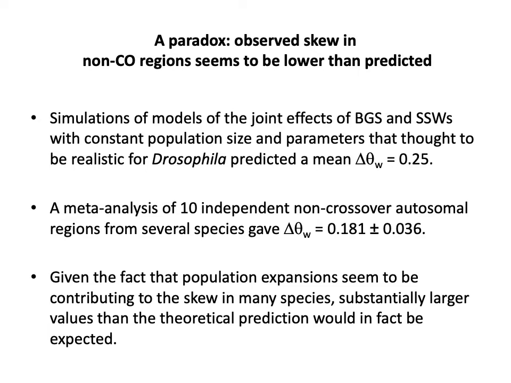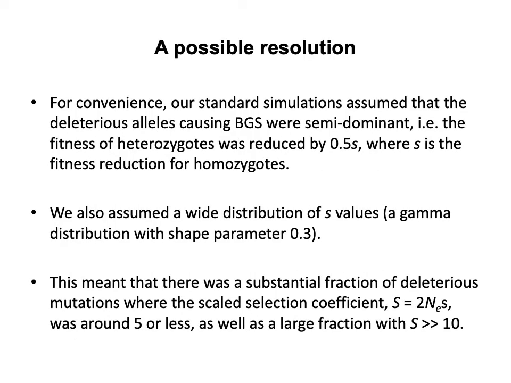And in fact, given that population expansions contribute to skew in many species, and this causes an increased skew towards low frequency variants, we might even expect much bigger skews than these theoretical predictions. So how do we resolve this paradox?